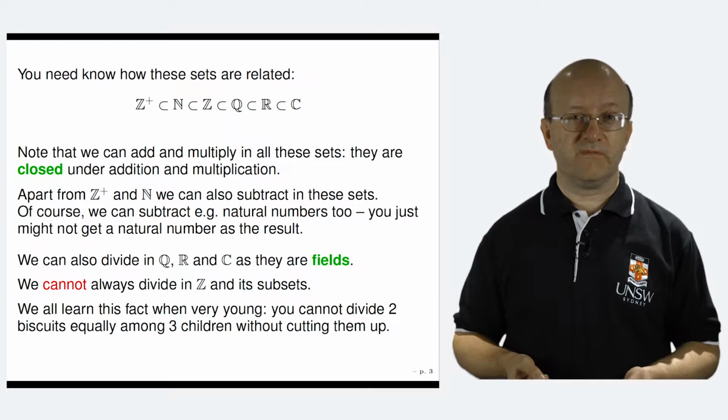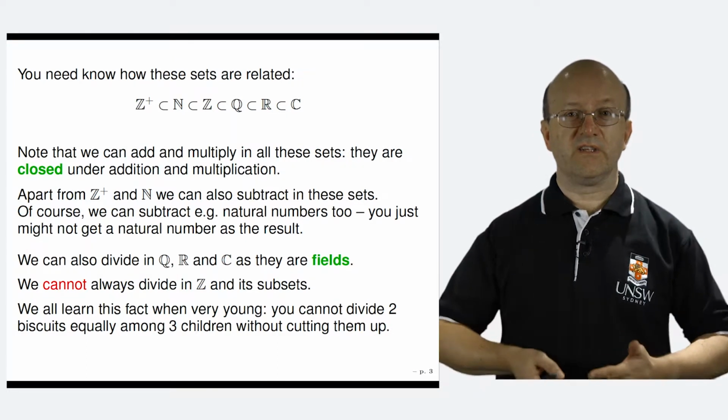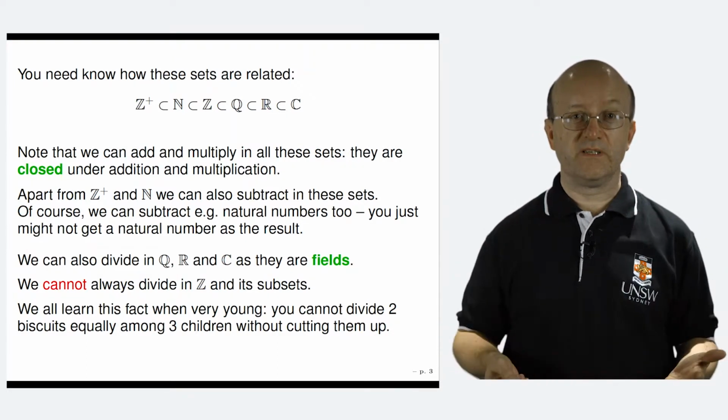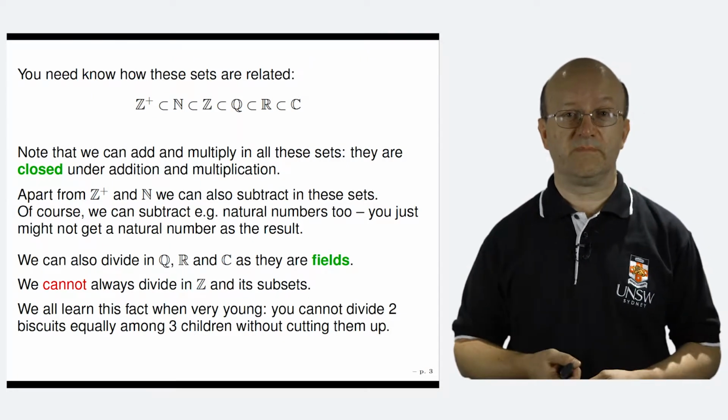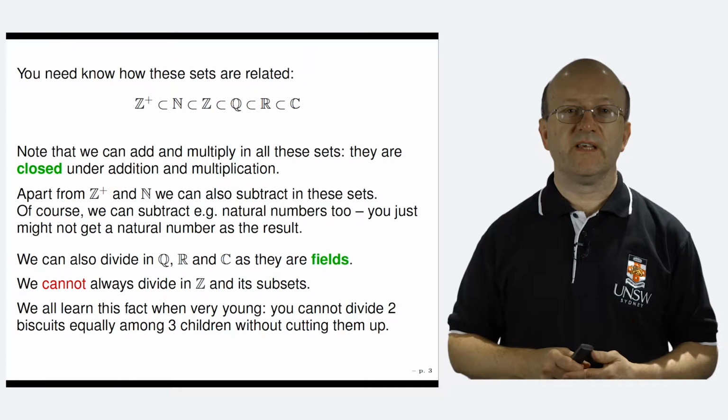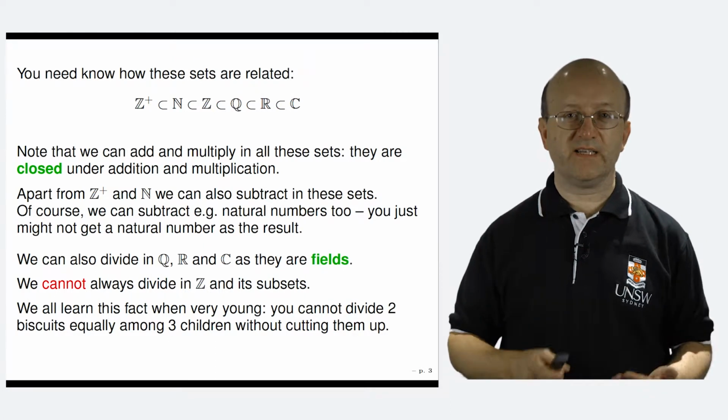And we learn this fact when very young. You learn very young that if there are 3 of you and you've got 2 biscuits, you can't divide them equally among you. You've got to cut them up in some way. What we want to look at then is what replaces the idea of dividing in Z.